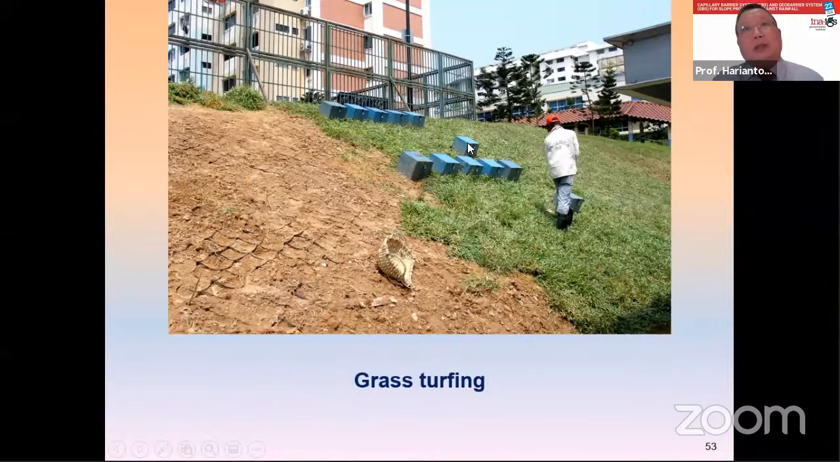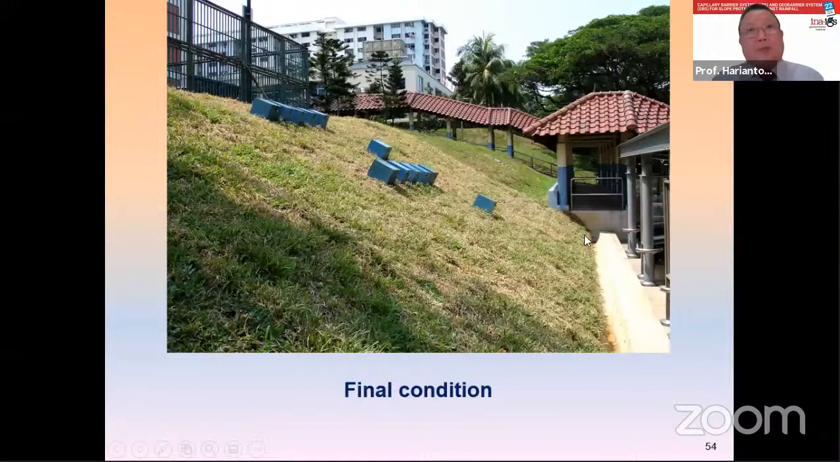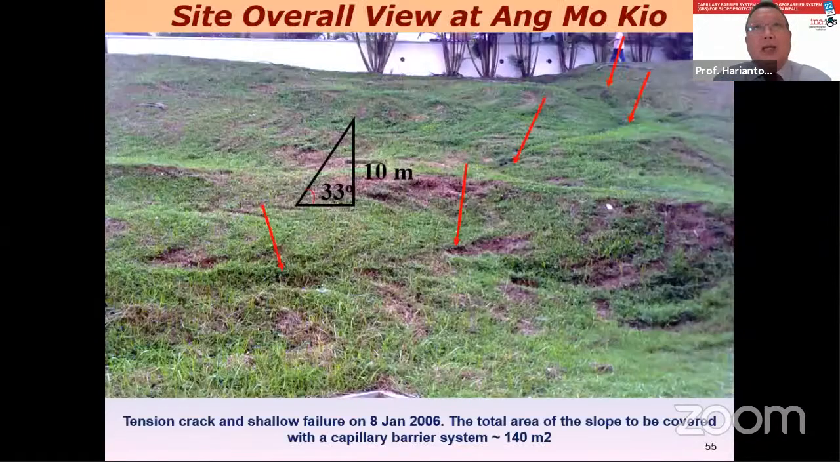Can that negative water pressure be conserved in the residual soil that is covered by the capillary barrier system? Okay, and these are all these protective boxes. So next to the bus stop here, this is the small scale repair work we are doing using capillary barrier. Okay, that now is already there for a number of years. And there's another site where the slopes are quite badly damaged because of the rainfall.